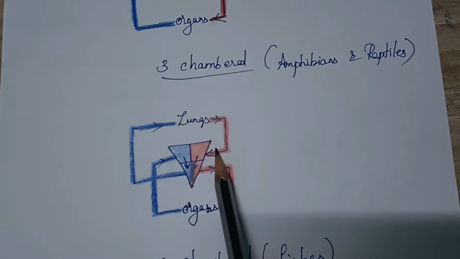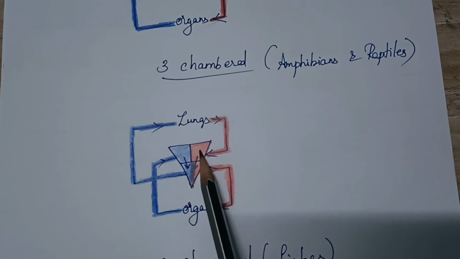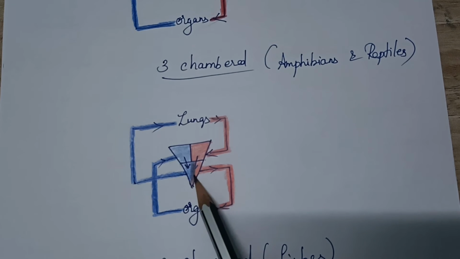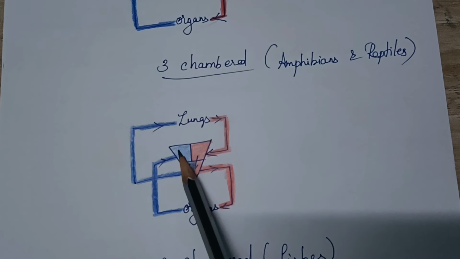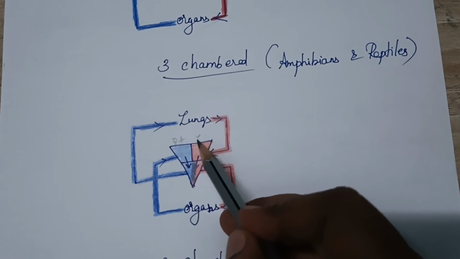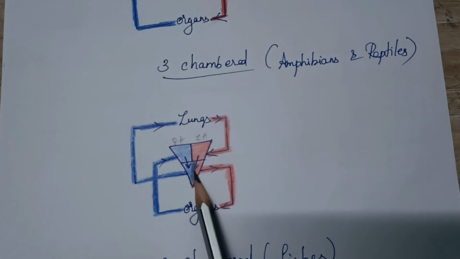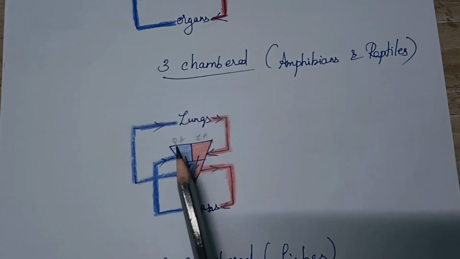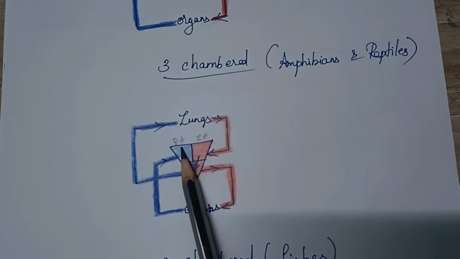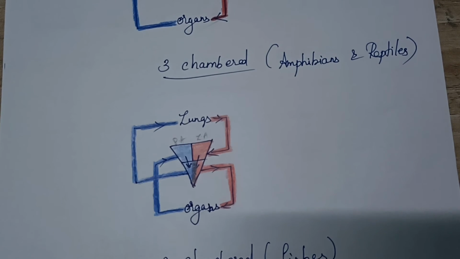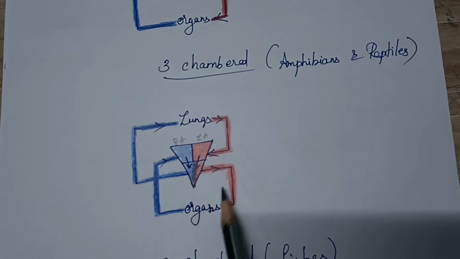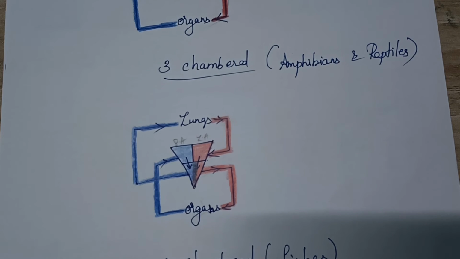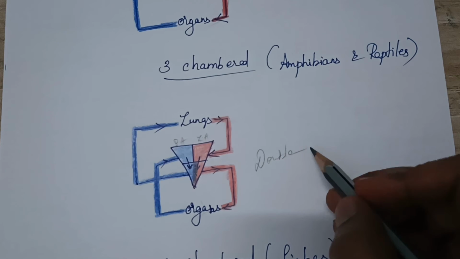3 chambered heart. From the lungs, it will get the oxygenated blood in the left atrium, and it enters the ventricle. Only one ventricle is present. Here this is the right atrium, and this is the left atrium. It enters the left atrium and then the ventricle. From the ventricle, it flows into all parts of the body, and after cellular respiration, the deoxygenated blood again enters the heart into the right atrium. Then it flows into the ventricle again, then it is sent to the lungs for oxygenation. So during this one cycle, it enters once and then twice. So this is also a double circulation. A 3 chambered heart is also a double circulation.